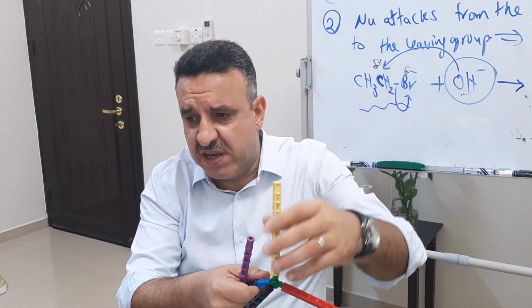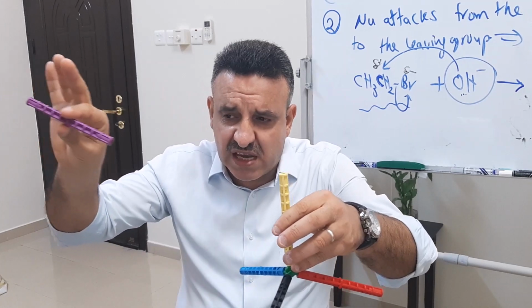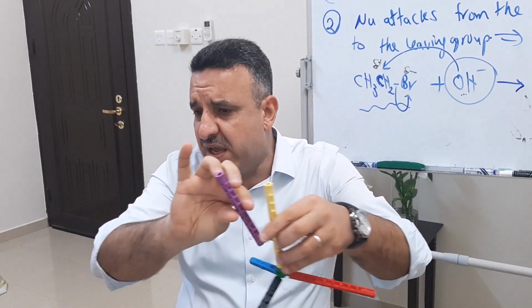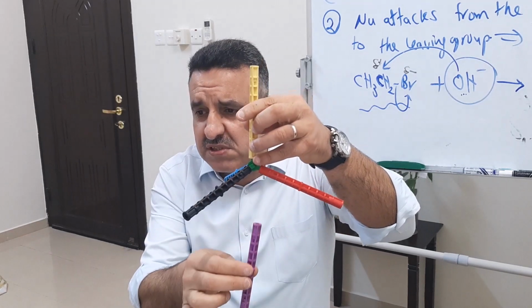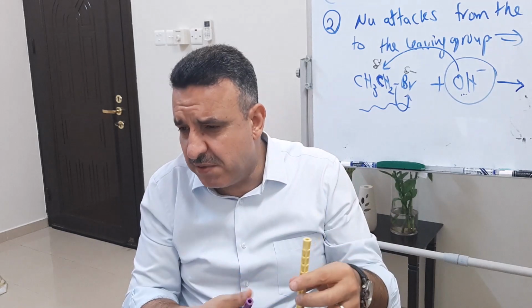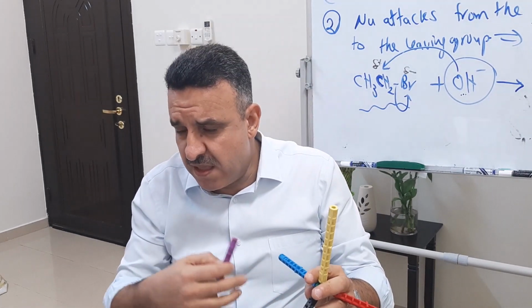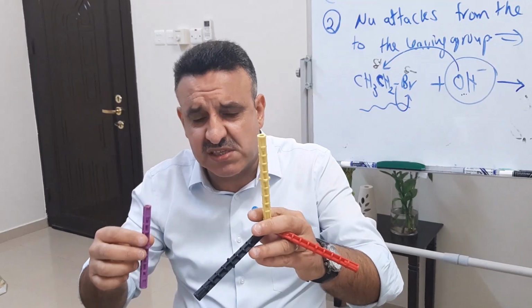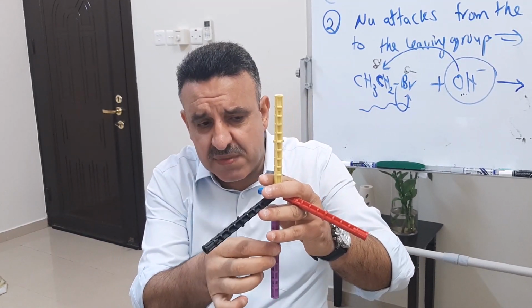are clouds of electrons, and the nucleophile has a negative charge. If it attacks from the same face, there will be repulsive forces. Therefore, to avoid repulsion, it will always attack from the backside. Do you follow me? So that's exactly what is going to happen in the transition state for this reaction, where the nucleophile attacks from the backside.